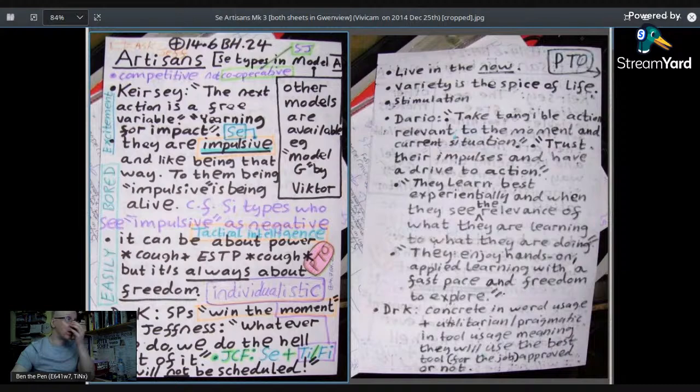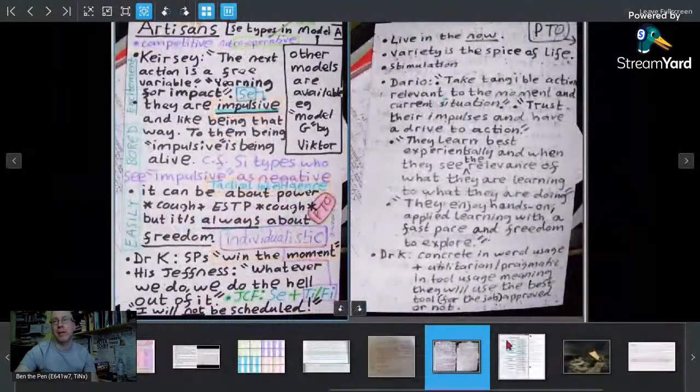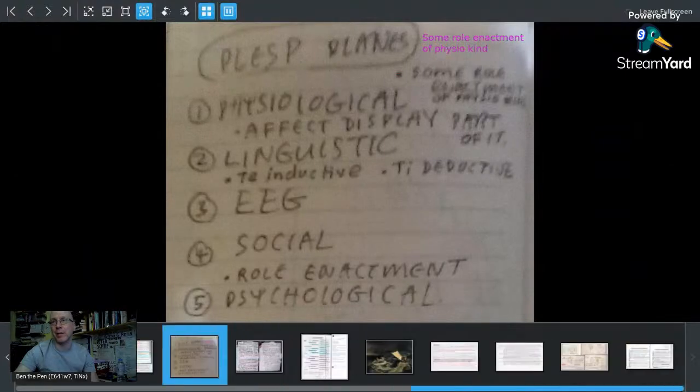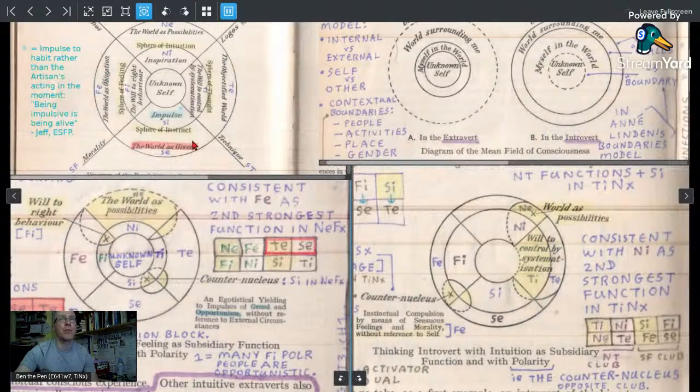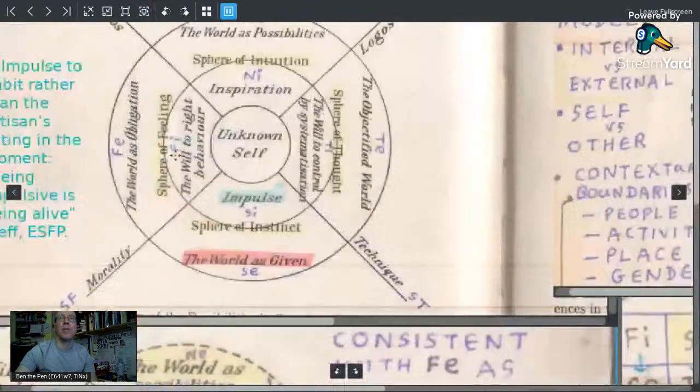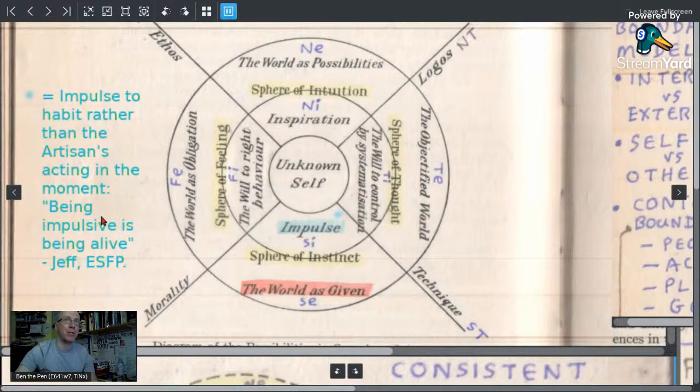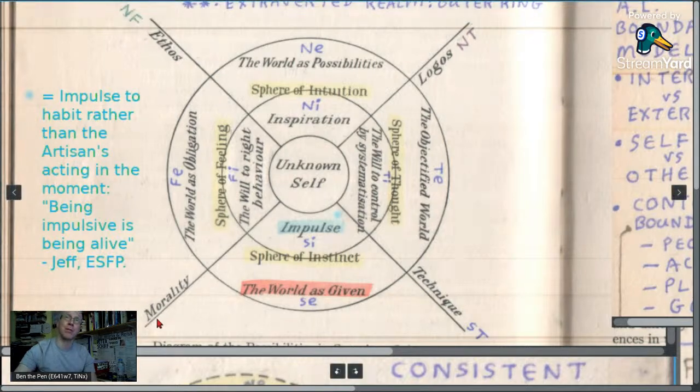Right, so I'm going to go now. I think we've covered everything. So plus planes, Keirsey stuff. That's something on the clubs. Like you've got one club there and another club there. But this is like, that's an NF and that's an NT, so it doesn't really. Right, but what Van der Hoek meant by impulse here was impulse to habit. Because I know we think of impulse as artisan. There we go. And then he's named the clubs there.